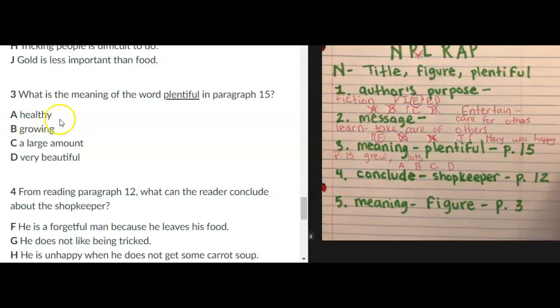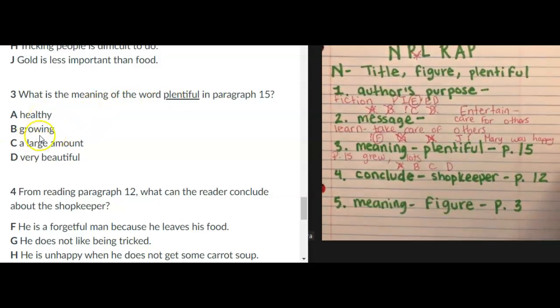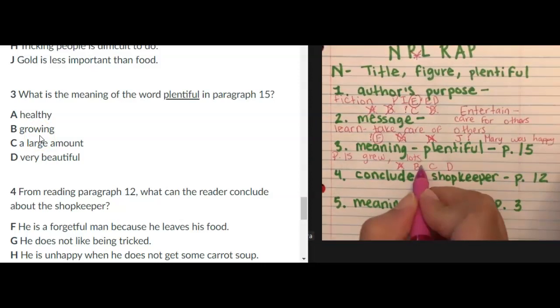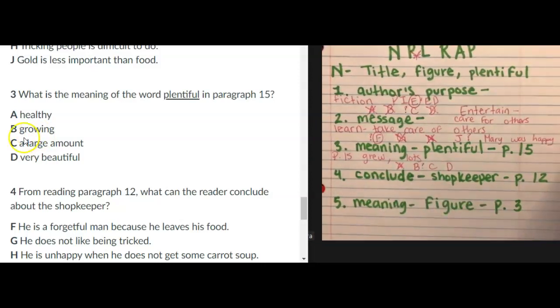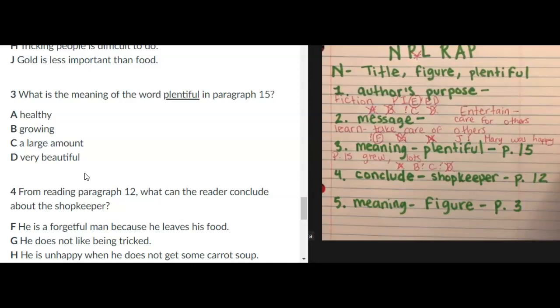Healthy. I don't know that plentiful meant healthy in this story, so I'm going to cross that answer out. Growing. Oh, well, I wrote the clue that they grew, right? So maybe this could be my answer. I'm going to put a question mark next to it. A large amount. Oh, I also put that they have to have a lot. So that could also be a good answer. Very beautiful. I didn't read any clues that told me the answer could be very beautiful, so I'm going to cross out letter D. So now I'm between letter B and letter C.